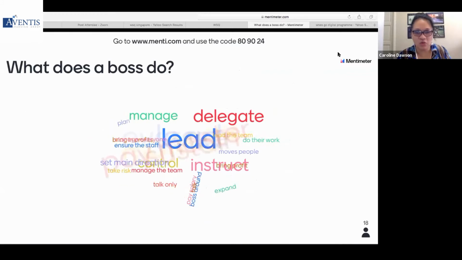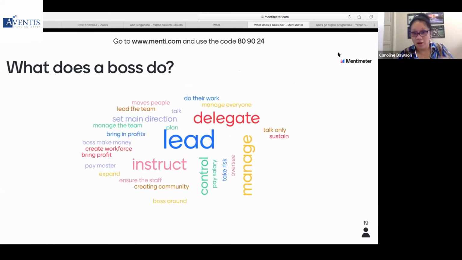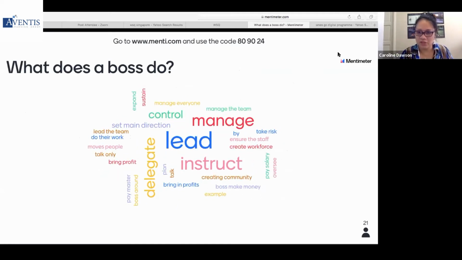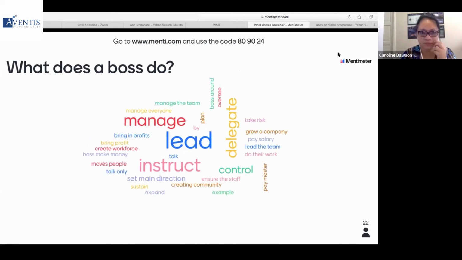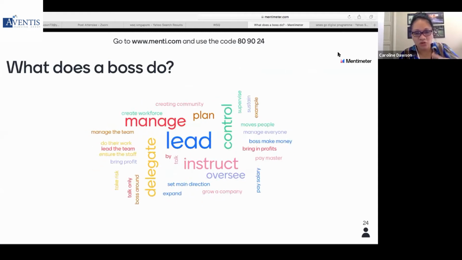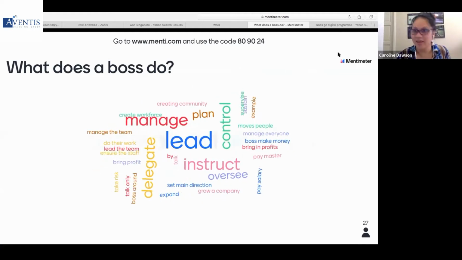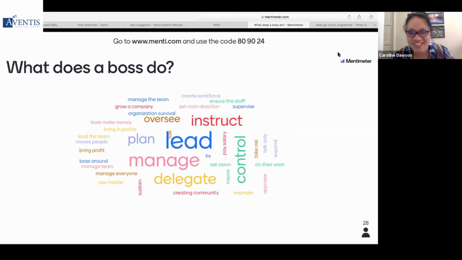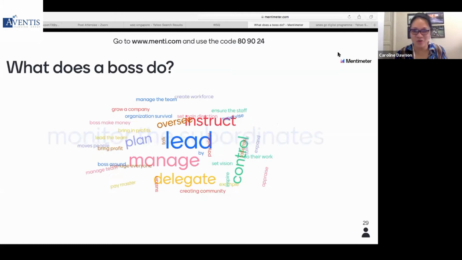Some of the keywords you have are managing, and then keywords like control. Some actually wrote something else, do their work. Sometimes bosses do that, you're right. Then you have instruct, leading the team. Someone said, boss only, talk only, and so on and so forth. So you can see that certain things tend to overlap.